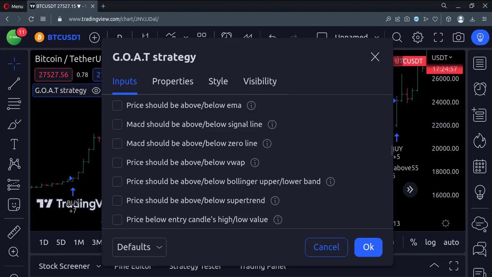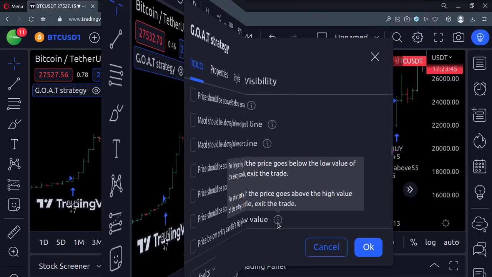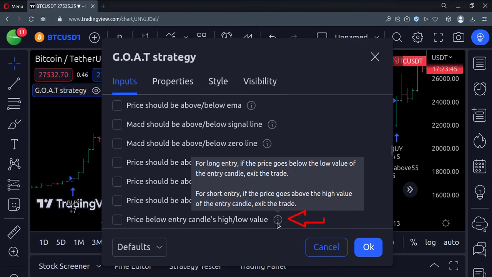Okay. Until now, we have seen indicator-based entries and stop losses. Now let's see some other kinds of stop losses. Here we have a stop loss option that says that, for a long entry, a stop loss would hit if the price goes below the low value of the entry candle. And for a short entry, a stop loss would be hit if the price goes above the high value of the entry candle.